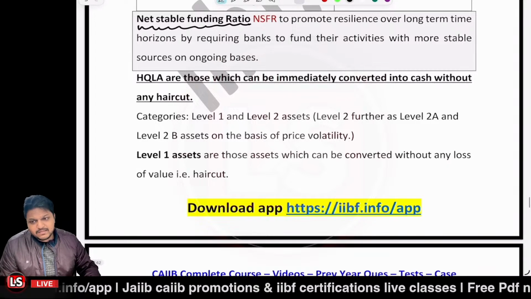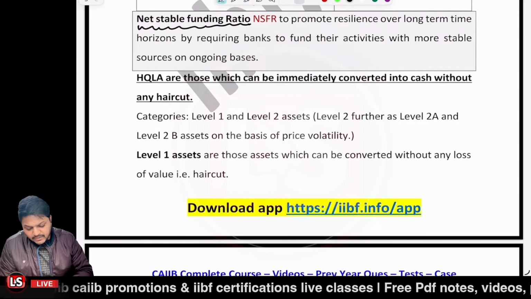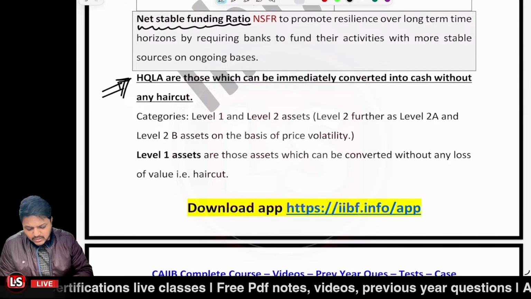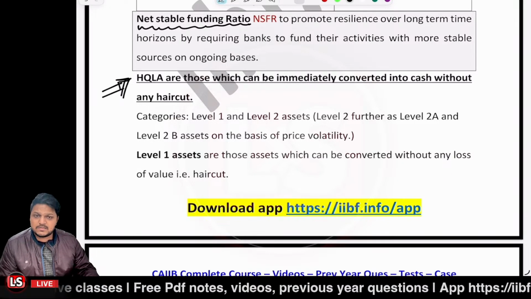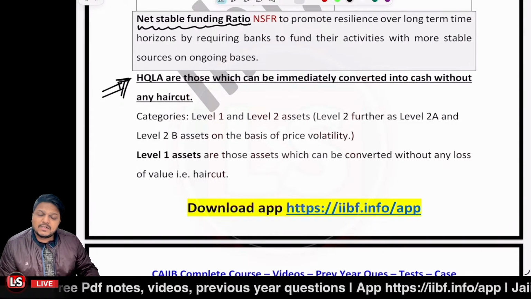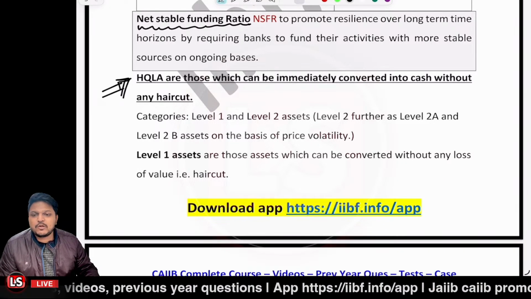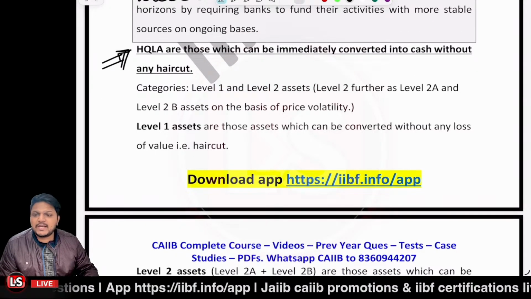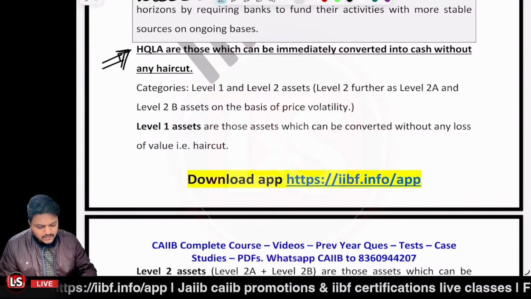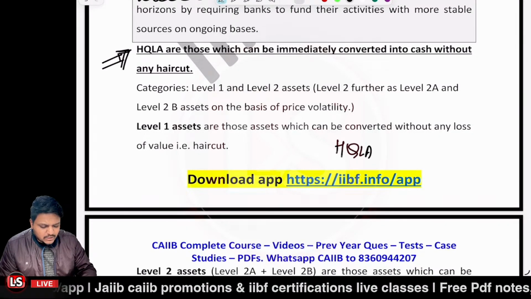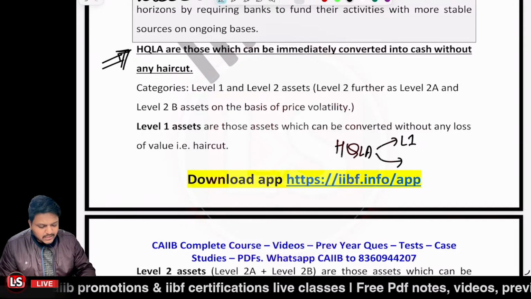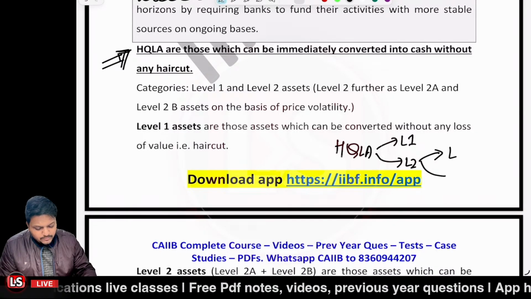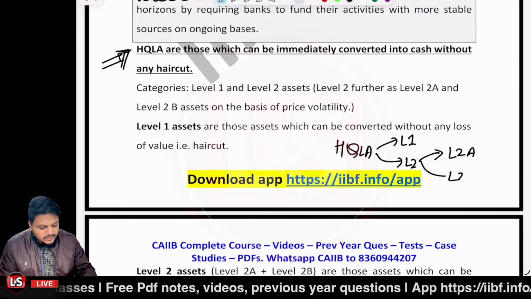After that, let's learn about the HQLA, and we will be covering a very good case study about the HQLAs, that is high quality liquidity assets, in the next video. But let me tell you the description related to it so that you can solve the questions related to it in the next video. Now, HQLA are divided into two categories: level 1 HQLA and level 2 HQLA. And level 2 HQLA is further divided into two categories, level 2A and level 2B.